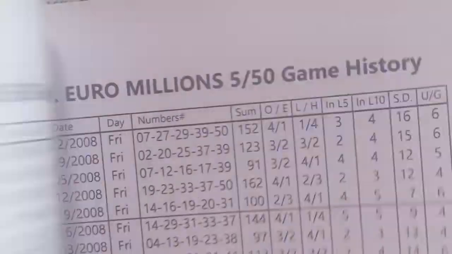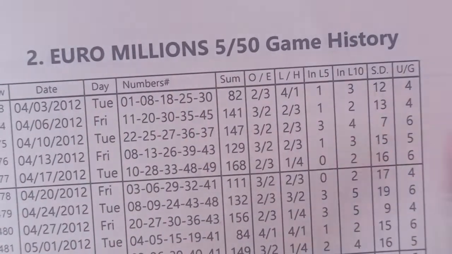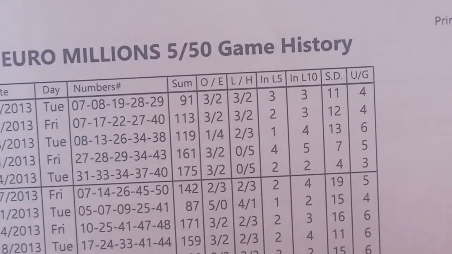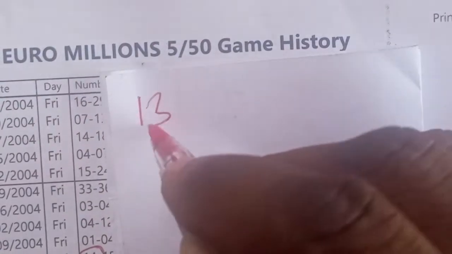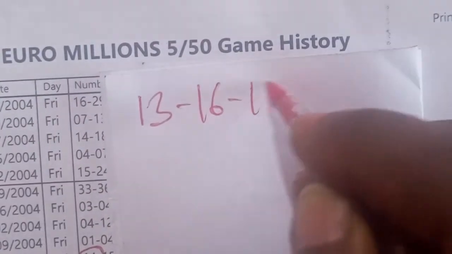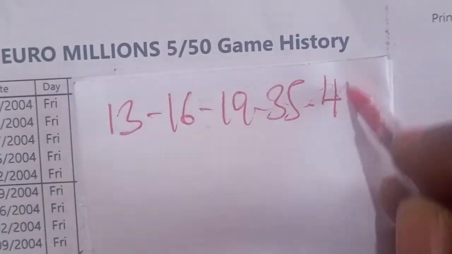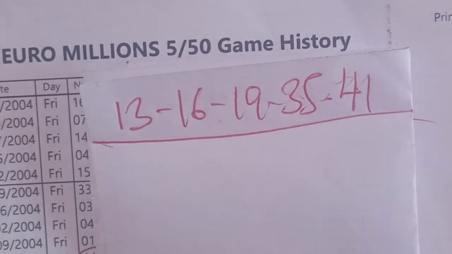This is the Euromillions lottery system that we are taking into account. So this is the game history of the Euromillions lottery. The last results of the Euromillions lottery provided this set of numbers: 13, 16, 19, 35, and 41. So this is the last result of the Euromillions lottery system.